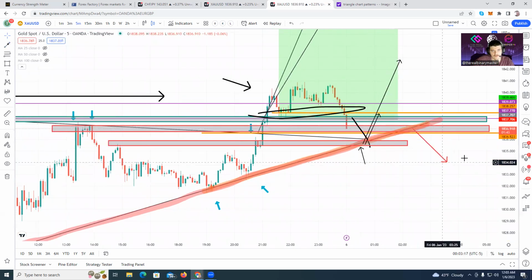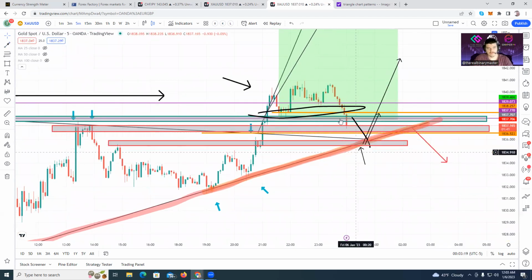This is what we're waiting for, okay? So now price has worked back into our region of area of interest. We're just going to close out our trade.